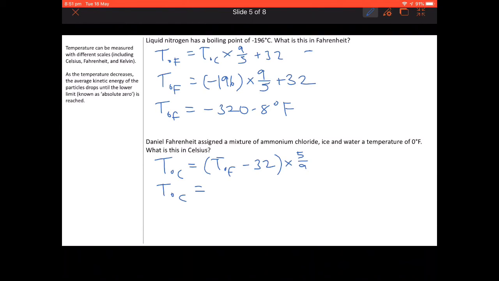If we pop our temperature in Fahrenheit into the bracket, so 0 and then minus 32 times 5 on 9, we'll end up with negative 32 times 5 on 9, and that will be equal to negative 17.8 degrees Celsius. So 0 degrees Fahrenheit is equal to negative 17.8 degrees Celsius.